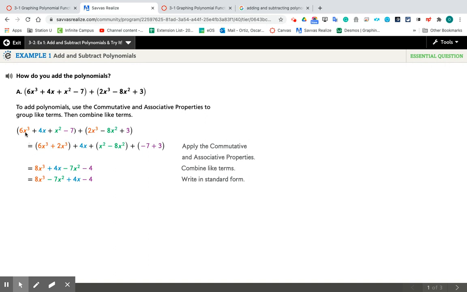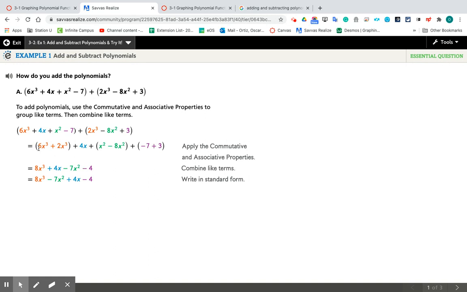So 6x to the third power on the left and 2x to the third power on the right are put together. And then the blue term is by itself. There is no other term with degree 1. But then we got degree 2 right here, the green terms put together, and the constants put together.